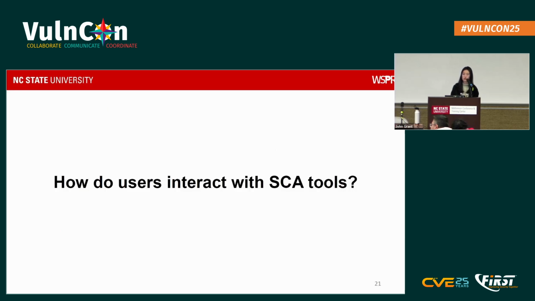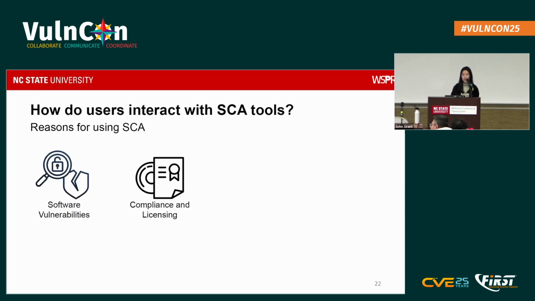Let's dive into our first research question a little more. How do users interact with these tools? We first started by asking users why they chose SCA tools. The majority of them said we use them to find software vulnerabilities. Also, a good amount of them said we use them for compliance or licensing issues. These are pretty intuitive reasons.